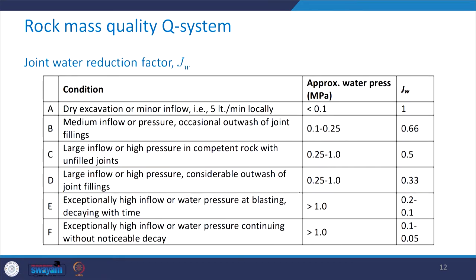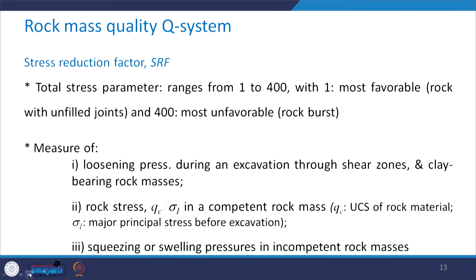Coming to the next parameter, which is the joint water reduction factor, Jw. The description of the conditions is given in this column, the approximate water pressure is mentioned in the next column, and accordingly the values of Jw are given in this last column. For example, let us say that you have the condition with large inflow or high pressure in competent rock with unfilled joints. What will be the value of Jw that you will use to calculate the index Q? That is going to be 0.5.